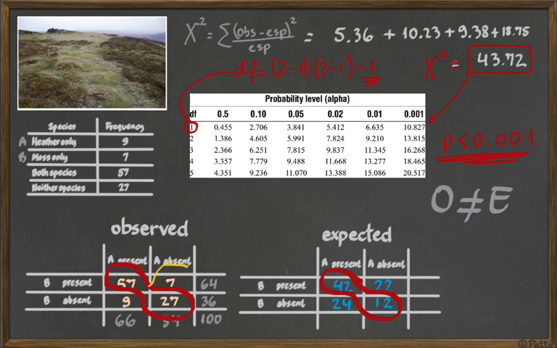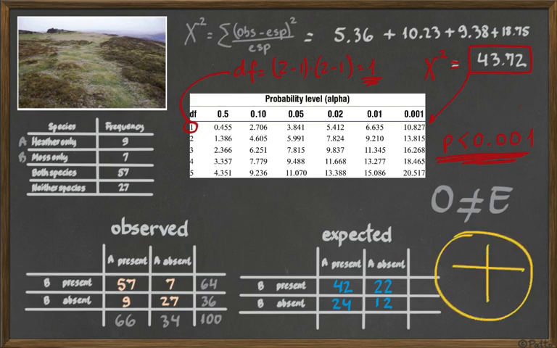The number of sites with only one species is much smaller than expected by chance. So that means that the association here is positive. If I find one, I find the other one. If I don't find one, I don't find the other one. So they are positively associated.